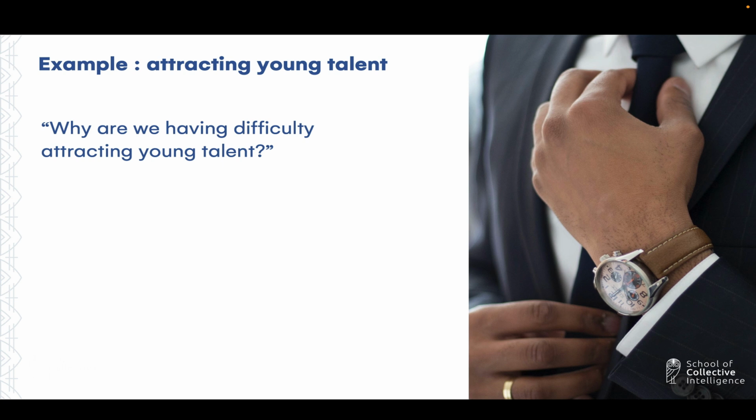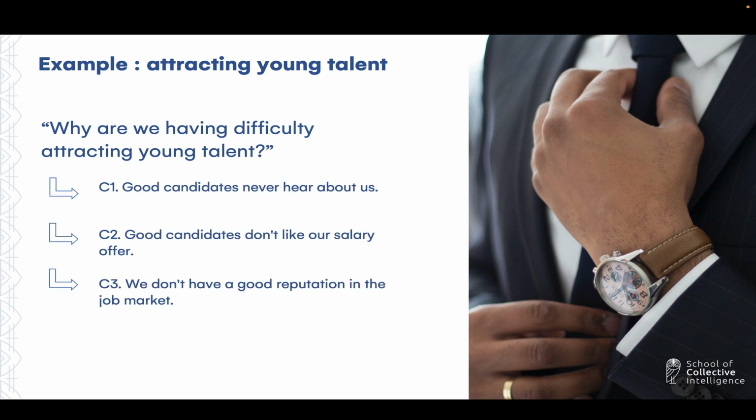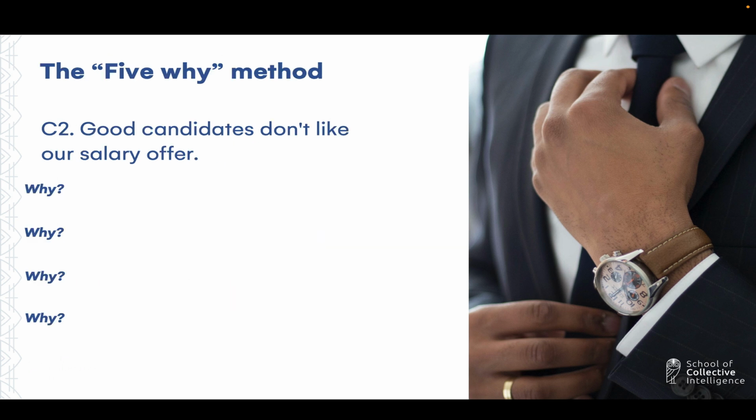So here's how the 5 Why method would work. First you would identify some potential causes, like good candidates don't hear about us, or they don't like the salary, or they don't have a good reputation. And then you choose one and go deep, right? And so for one, let's say we want to figure out, okay, they don't like our salary offer. That's something we can see. We want to push beyond that to think maybe we can't see, or that's less obvious.